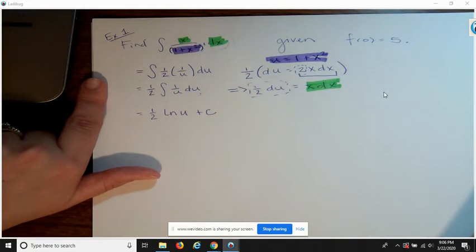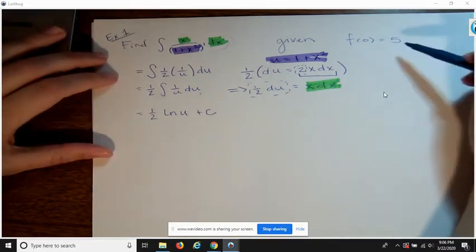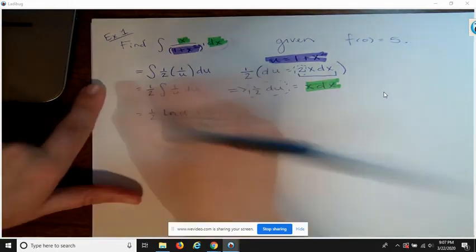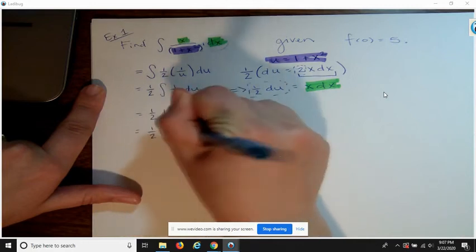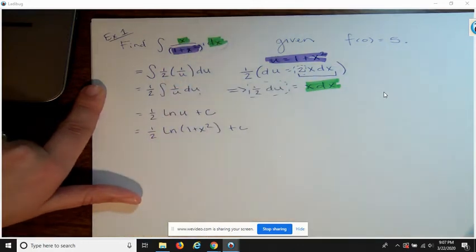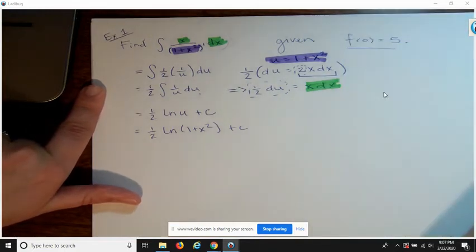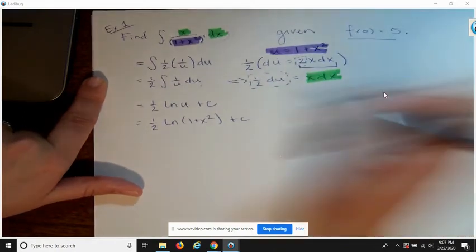In our definite integration stuff, we talked about finding c. So we're going to have to do that. But before we do that, we have to replace our u. So I'm going to replace that: 1/2 times the natural log of 1 plus x squared plus c. Sweet. Now it says that f of 0 is equal to 5. This is the extra information that we have not used yet, so I am going to go ahead and use it now.